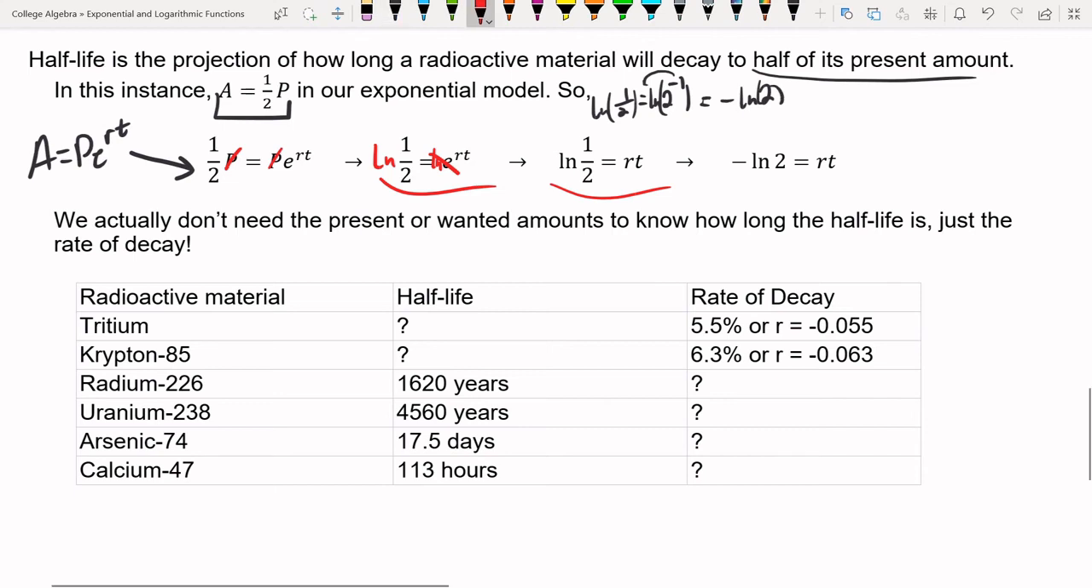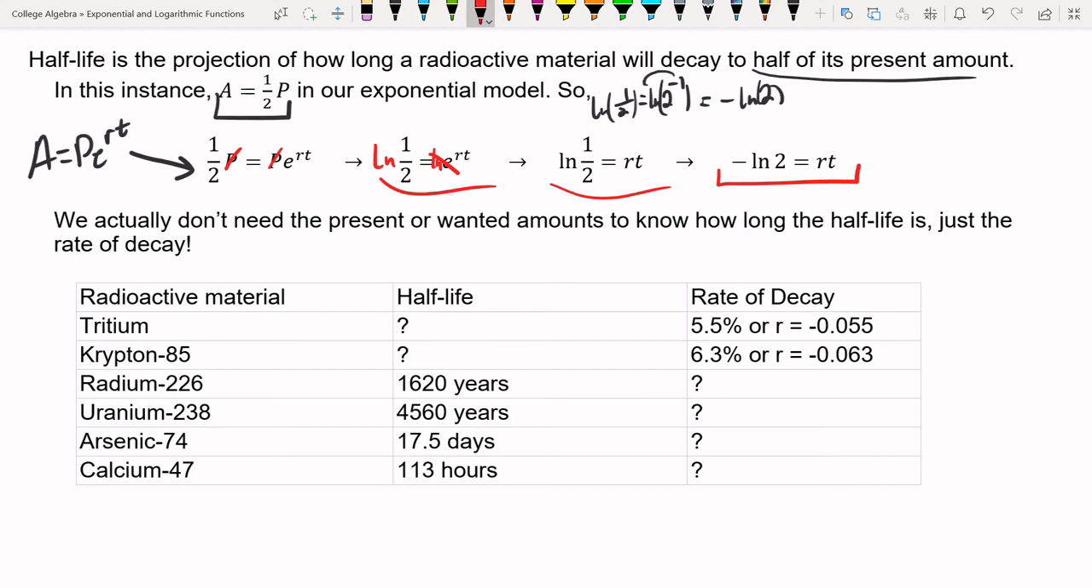That's what gives us this final thing right here. So to find the half-life of something, we don't need to know the starting amounts or the present amount, or the starting amount or what it should be in the end. We only need to know two things. How long does it decay, and what is the rate of decay? If we know one of those things, we can find the other thing, and so on and so forth.